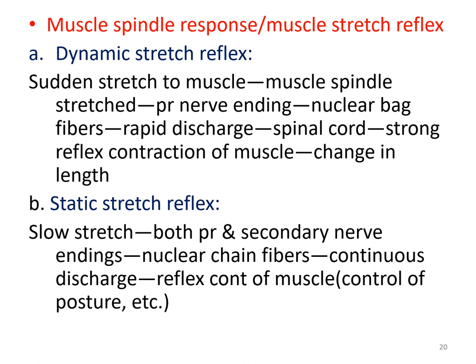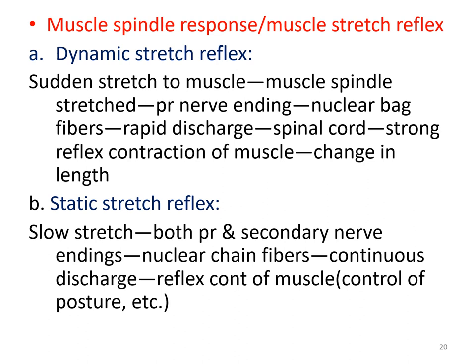But after a sudden rapid discharge, there is a fall in the rate of discharge from the muscle, even if the muscle is being continuously stretched. So, again I repeat: sudden stretch to the muscle, the muscle spindle being stretched, leads to generation of action potentials in the primary nerve endings surrounding the nuclear bag fibers. So, rapid discharge of these fibers, afferents going to the spinal cord, causing efferent impulses and strong reflex contraction of the muscle, leading to change in the length of the muscle.